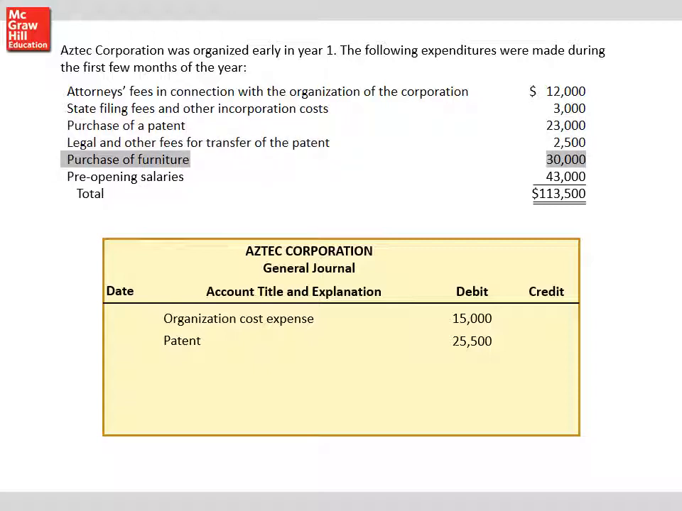The purchase price of the furniture would be debited to furniture. And the pre-opening salaries would be debited to pre-opening expenses. And then we would credit cash.